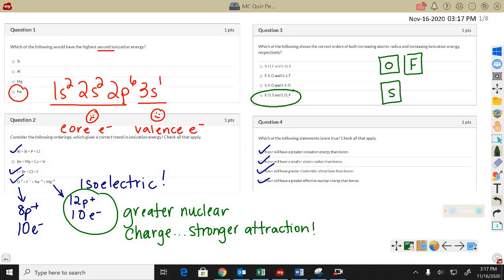Here's the answers to the multiple choice quiz on periodicity. And as we go through these answers, I'm hoping that we can find some common themes, right? Question 1, which of these would have the highest second ionization energy?